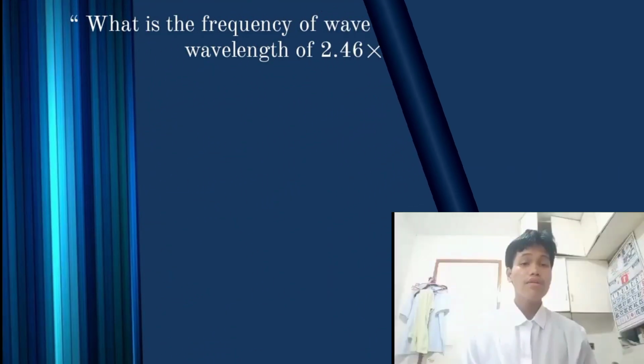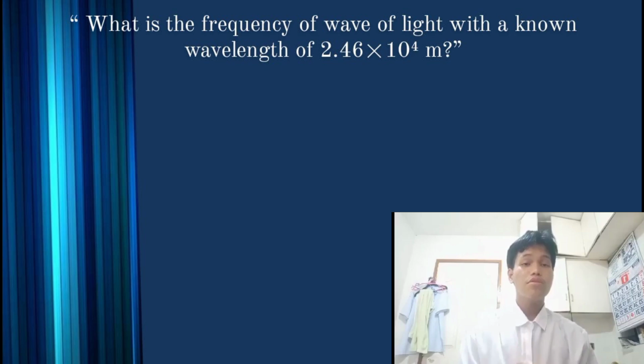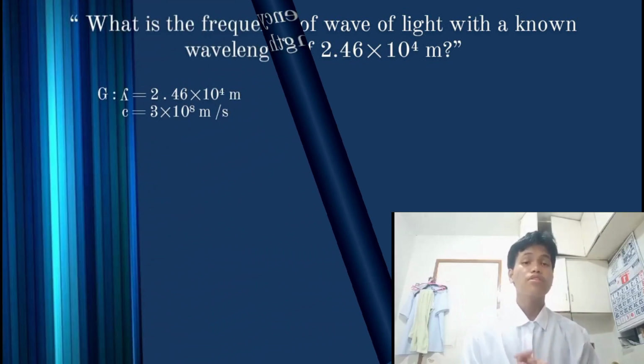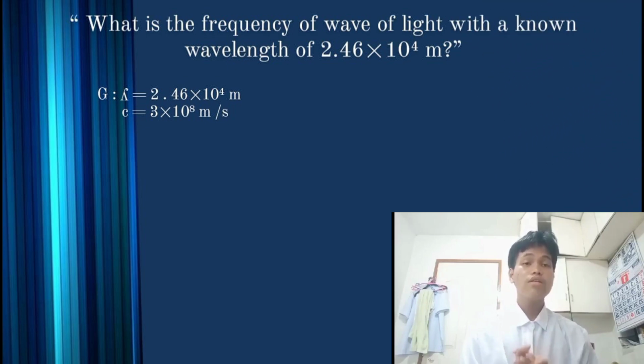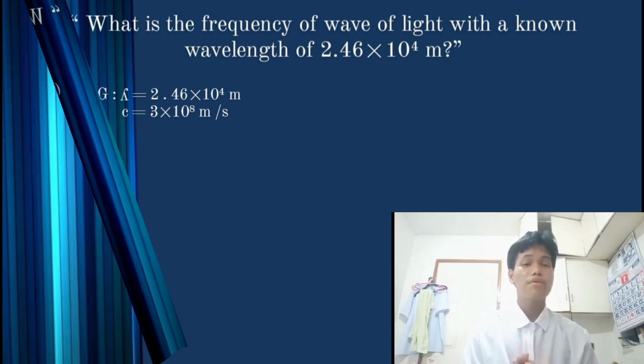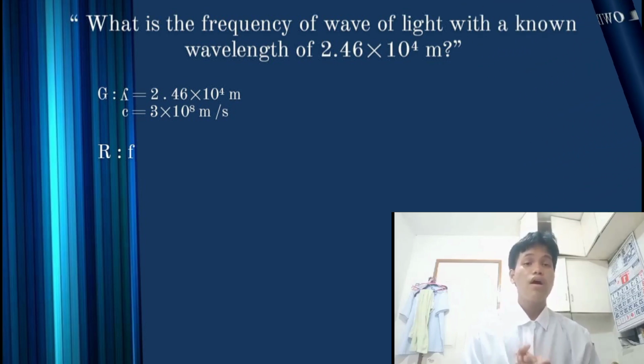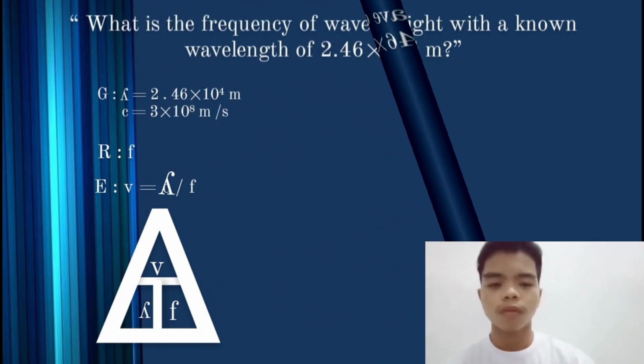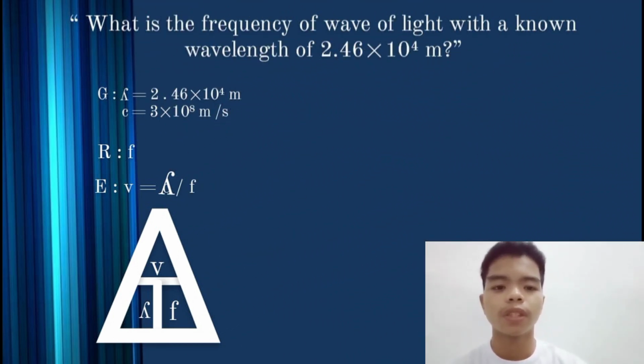Okay, shall we start? Our example here is, what is the frequency of a wave of light with a known wavelength of 2.46 times 10 to the power of 4 meters? So the first step is given, and our given is wavelength equals 2.46 times 10 to the power of 4 meters, and c equals 3 times 10 to the power of 8 meters per second. Then next is R, required. As you can see, we need to find frequency. And then the next is E, for equation, f, c, and upside down y.